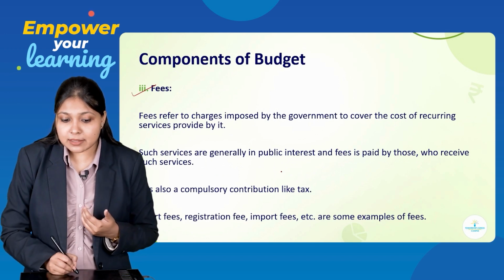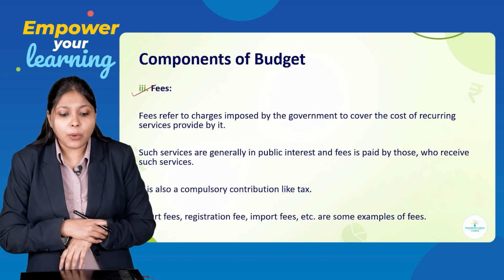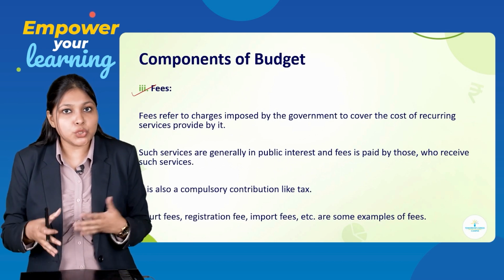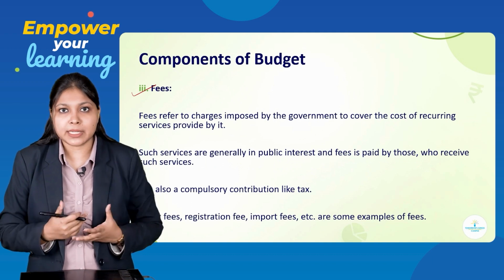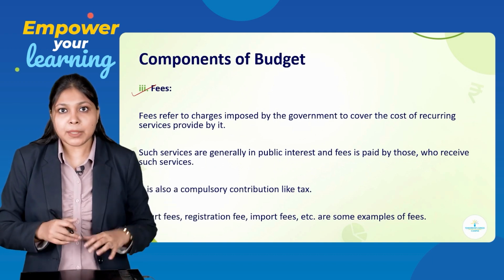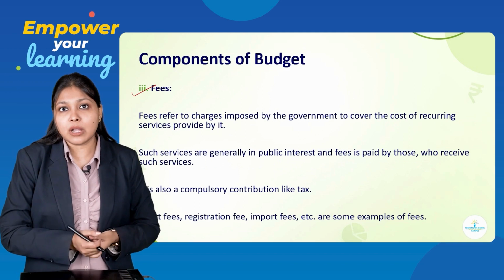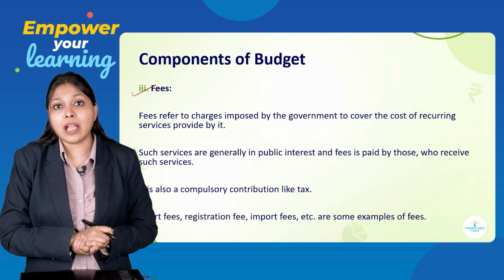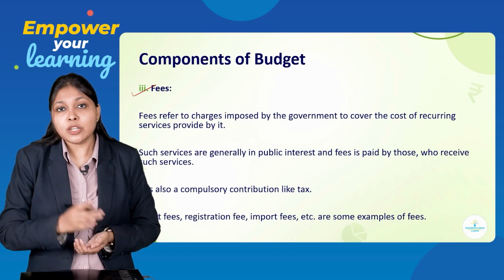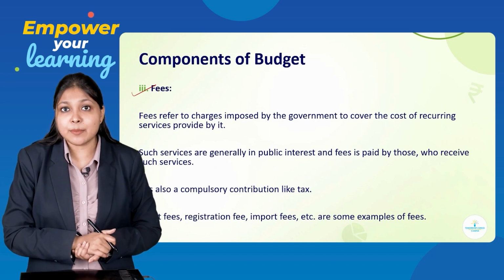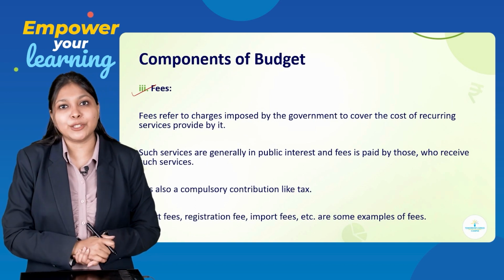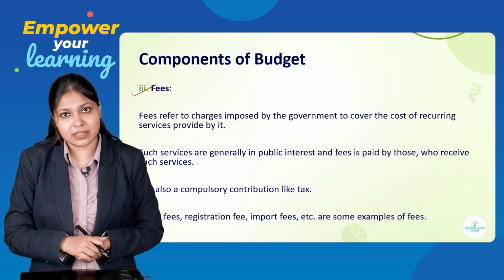Next is fees. Usually when you appear for different government exams, people cannot get entry into government jobs or the government sector very easily. They have to appear for different exams. Now, for appearing for those exams, you have to pay a certain amount of fees. So that is also part of income generation by the government.